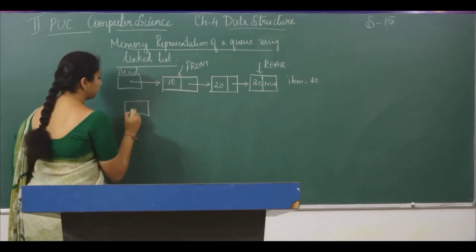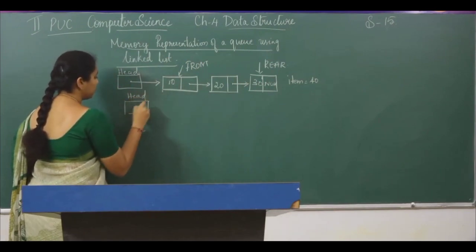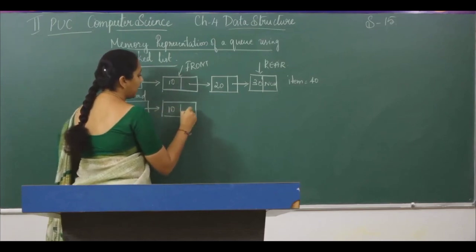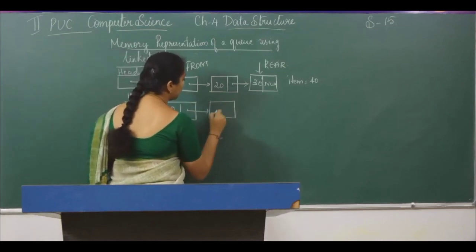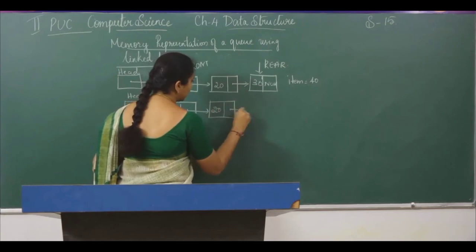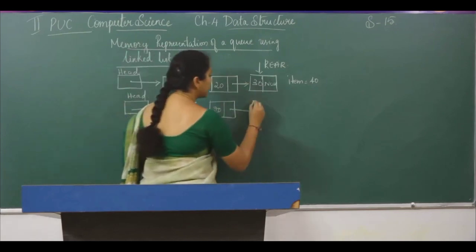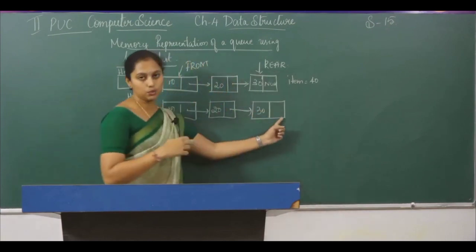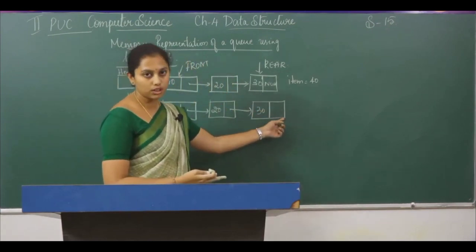So what we have to do first: this head pointer contains the address of the first node, and this node contains the address of the next node, and this contains the address of the last node. So after this node I have to insert an item called 40.